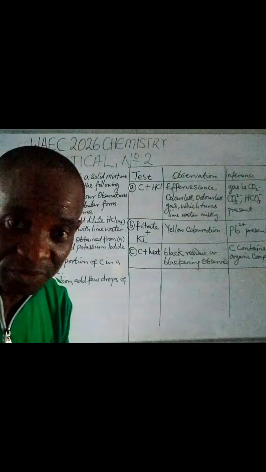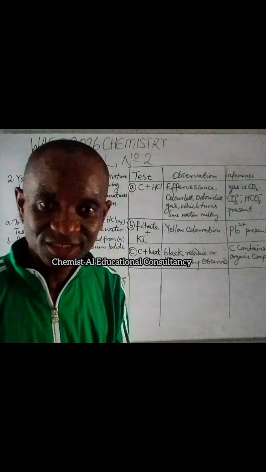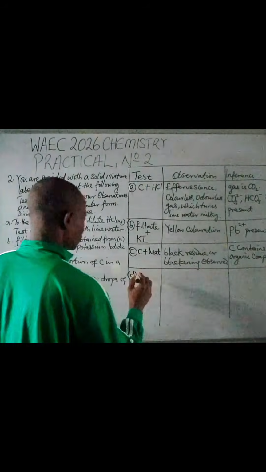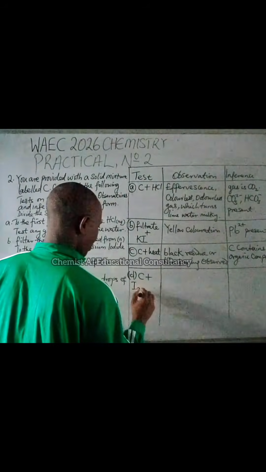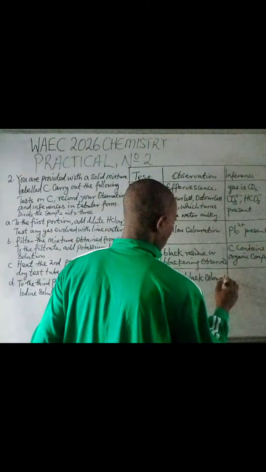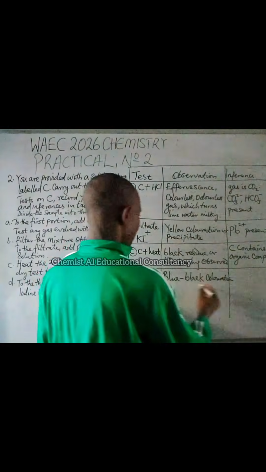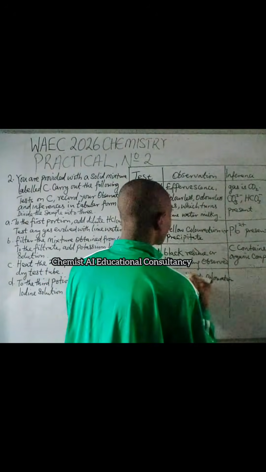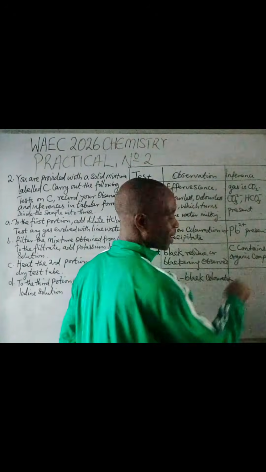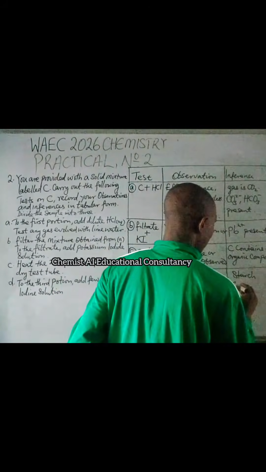Now to the third portion, it says add few drops of iodine solution. Iodine test is used to confirm if this organic compound is starch. If it is starch, it means it will turn blue-black. So what we are going to do is you say C plus iodine solution. And what we are going to observe is blue-black coloration. This coloration, you can call it precipitate. Now, because you got blue-black coloration, you are now going to confirm that organic compound as starch. Therefore, the inference is starch confirmed.